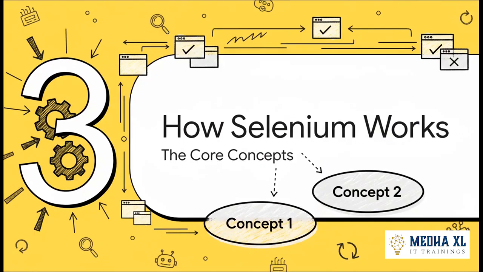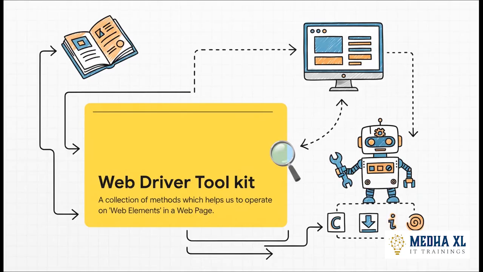Now, that all sounds great in theory, but how does it actually work? What's going on under the hood? It really all comes down to 2 fundamental concepts that we need to get our heads around. First up is something called the WebDriver. The absolute best analogy for this is to think of it as the instruction manual for our robot. It's the complete set of commands, like click and get, that we can use to tell the browser exactly what to do. It's basically our remote control for the browser.